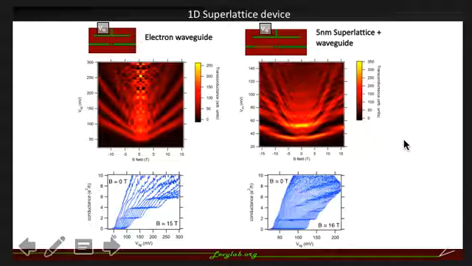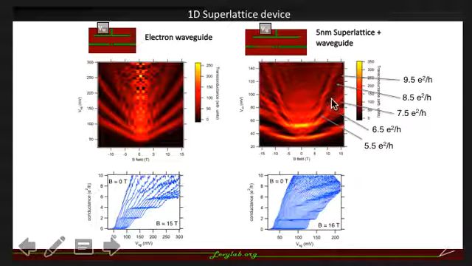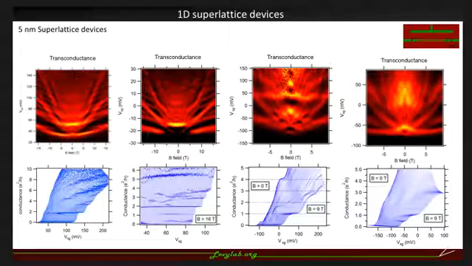And then when we add the superlattice in series with the electron waveguide, we see something very different. So again, you see conductance as a function of gate voltage and then this transconductance map. And the magnetotransport revealed through this transconductance, which can be interpreted as a local density of states, exhibits a complex manifold of states which are not present in the control device. Due to the superlattice, most of these states actually correspond to conductance plateaus which are at half-integer values of e²/h. So we're seeing some very interesting states here in these devices due to this superlattice.